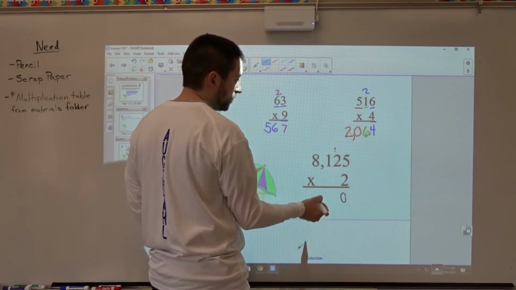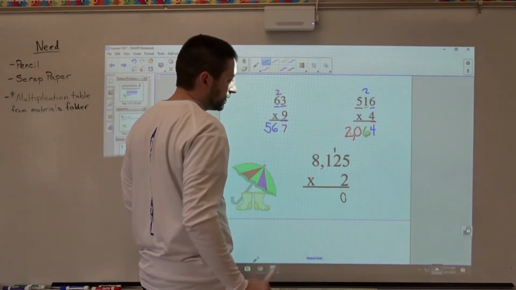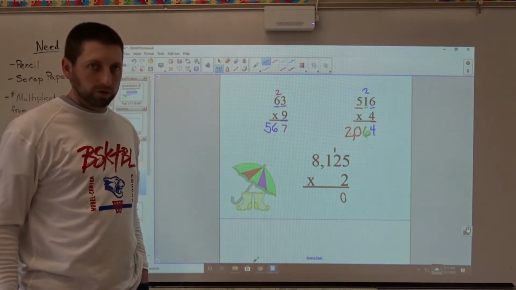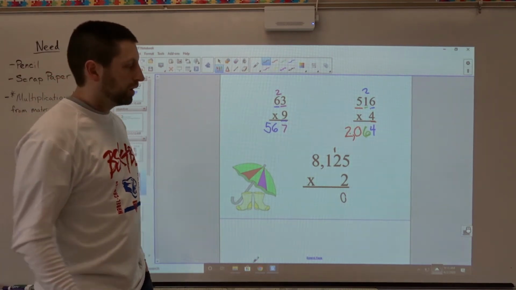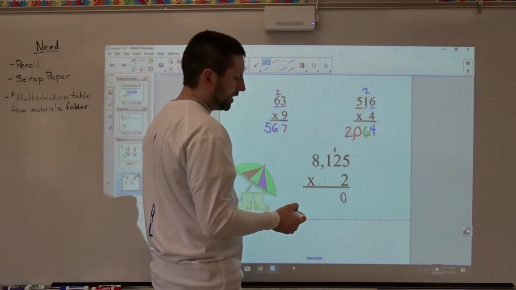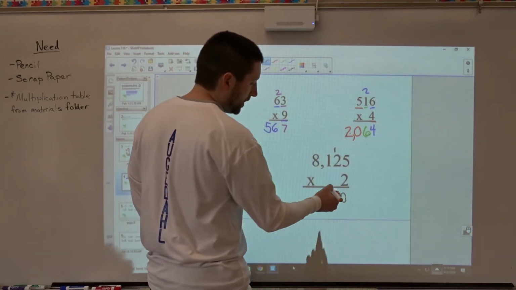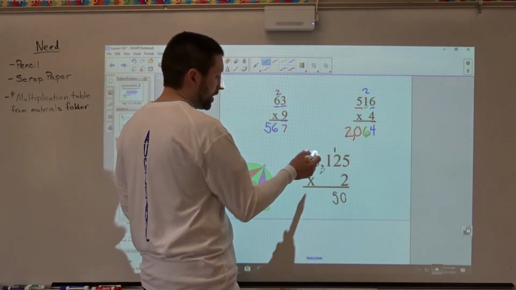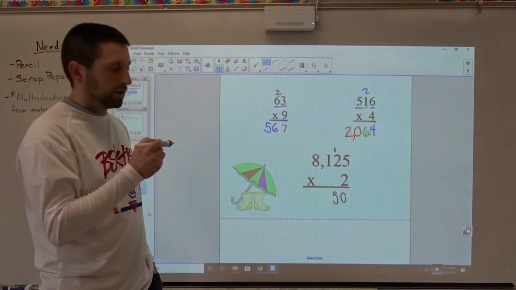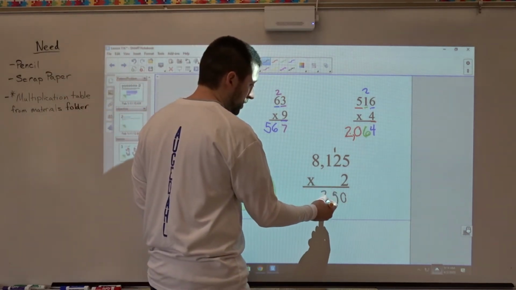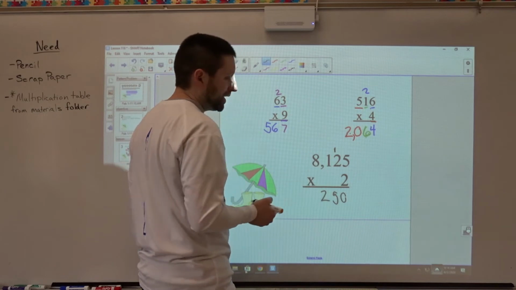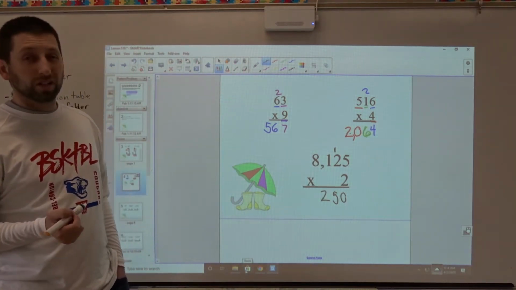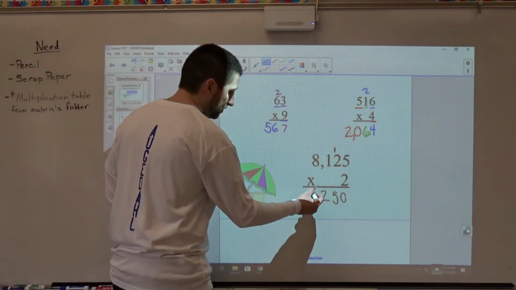I regroup, put that above the next spot to the left, which is the tens place. I want to do 2 times 2, and 2 times 2 is 4. I have one extra on top that I need to add to that, so 4 plus 1 is 5. Now I can do 2 times the hundreds place, and 2 times 1 is 2. I don't have anything up here, so I don't need to add anything extra. And then my last spot is 2 times 8, and 2 times 8 is 16.